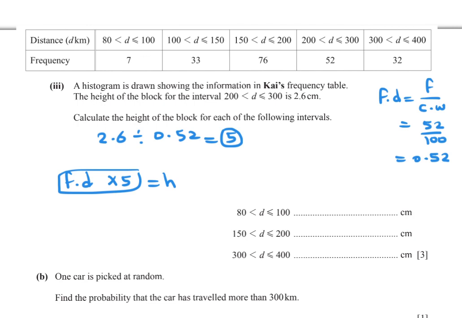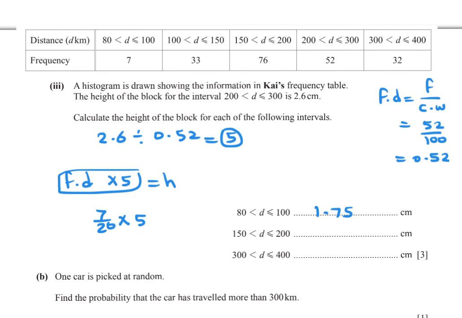Now to find the height for the interval from 80 to 100, we need to find the frequency density. 7 over the class width, which is 20, so 7 over 20 times 5 equals 1.75. Now for the second one, from 150 to 200, find the frequency density, then multiply by 5.